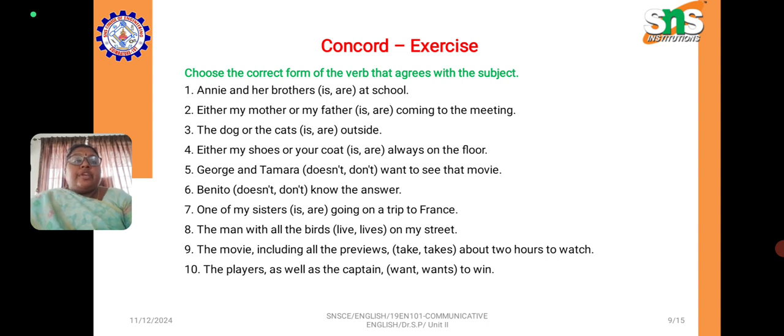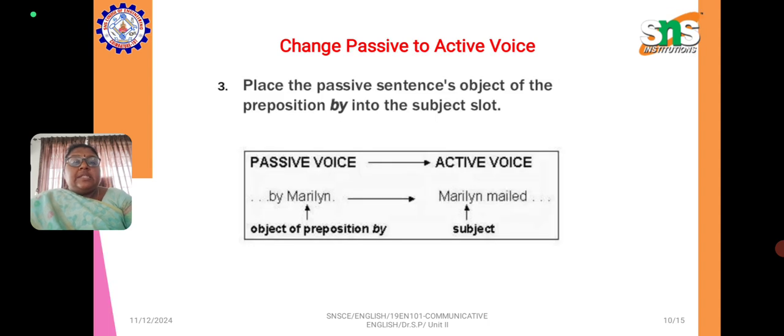So likewise you can fill all the remaining exercises. This will take you to the next level of thinking, that is changing passive voice to active voice. You have to place the passive sentence's object of the preposition by into the subject slot. So here, by Merlin.